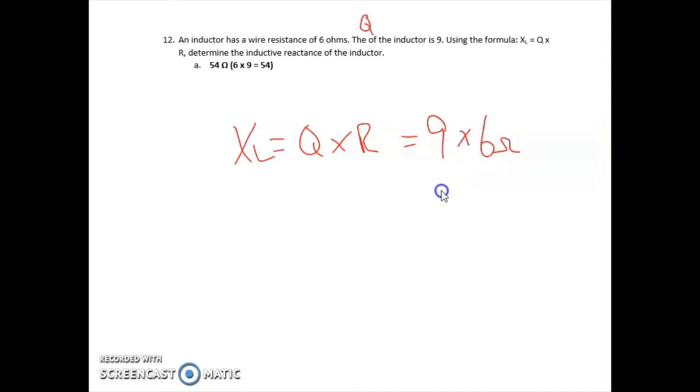Number 12, an inductor has a wire resistance of 6 ohms. The Q of the inductor is 9. Using the formula X of L equals Q times R, determine the inductive reactance of the inductor. So X of L equals Q times R, quality equals 9, resistance equals 6 ohms, so X of L equals 54 ohms.